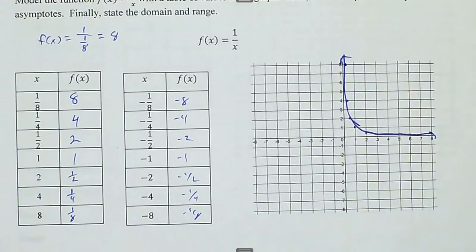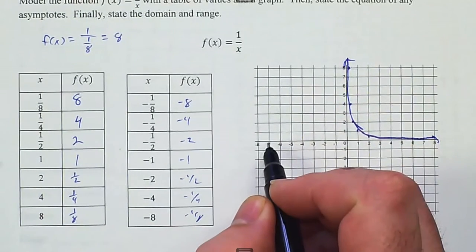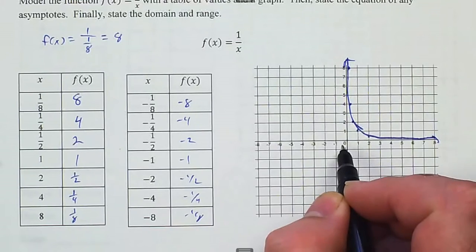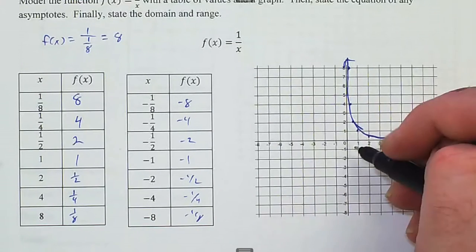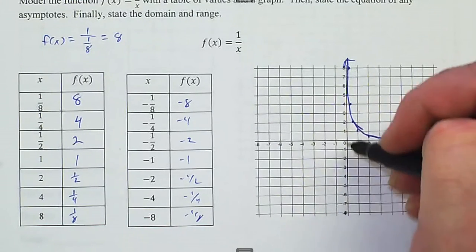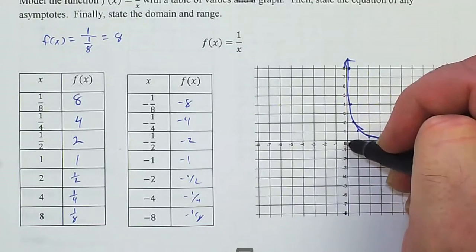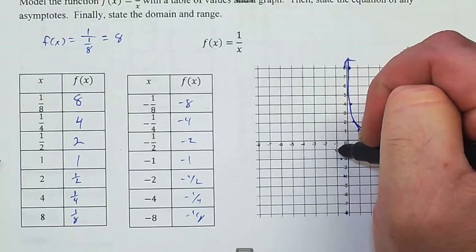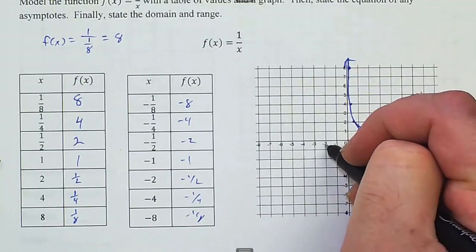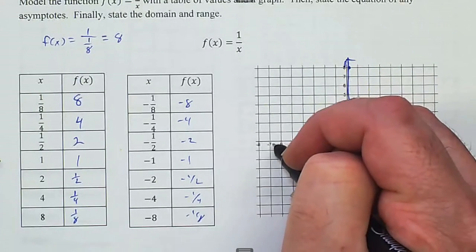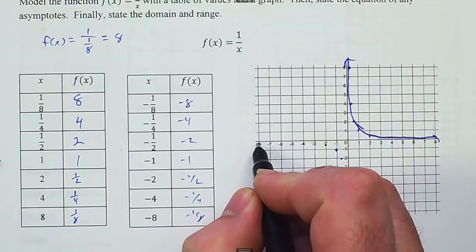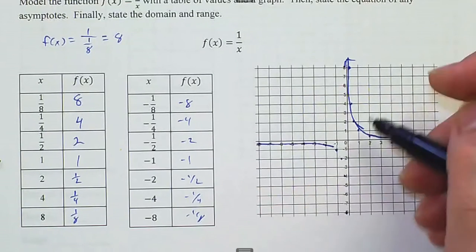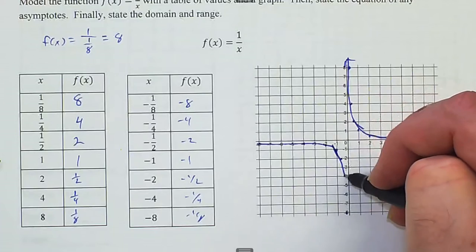I say branch because there's going to be another one over here that together makes the hyperbola shape. So negative 1 eighth goes to negative 8. Negative 1 fourth to negative 4. Negative 1 half to negative 2. Negative 1 to negative 1. Negative 2 to negative a half. Negative 4 to negative a fourth. Negative 8 to negative an eighth. So it approaches the axes very quickly.